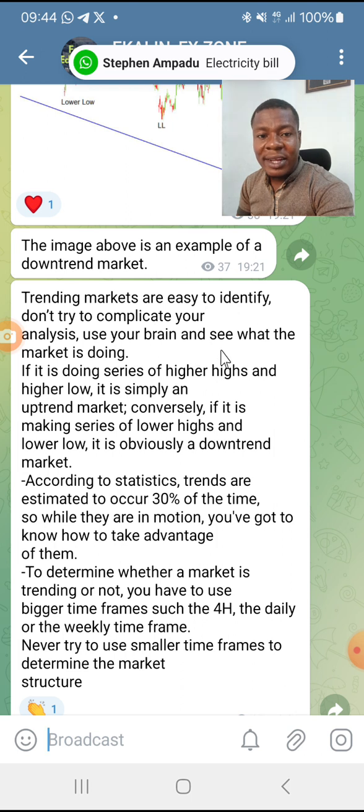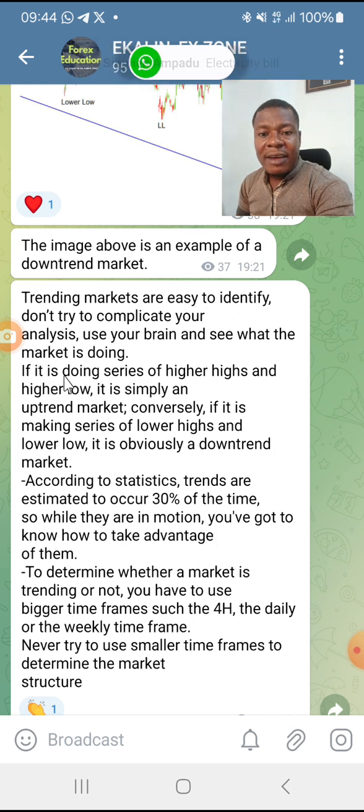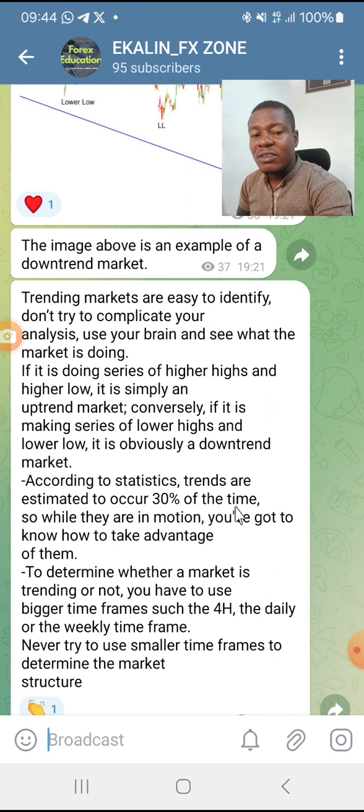Use your brain and see what the market is doing. If it is making a series of higher highs and higher lows, it is simply an uptrend market, like I told you. Conversely, if it is making a series of lower highs and lower lows, it is obviously a downtrend market. Now, according to statistics, trends are estimated to occur 30% of the time. Okay, the market trends 30% of the time. So while they are in motion, you've got to know how to take advantage of them.